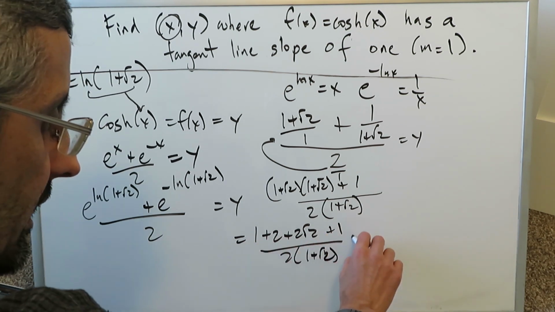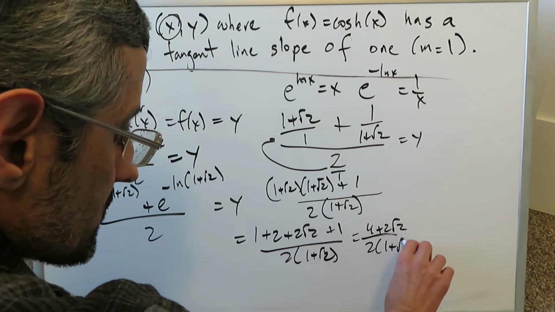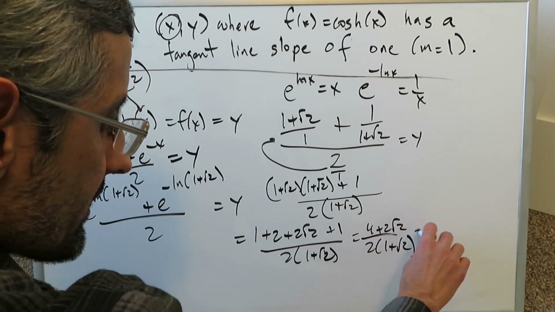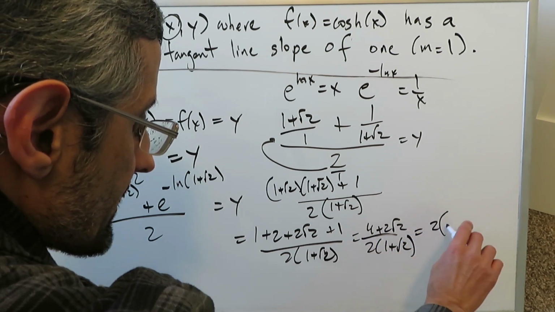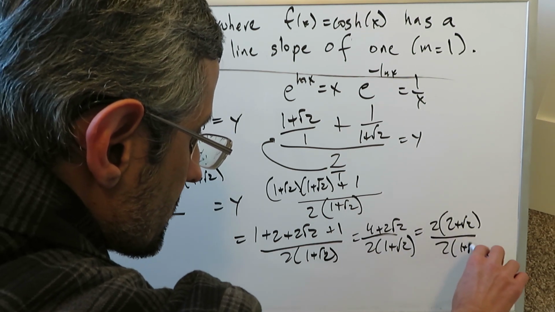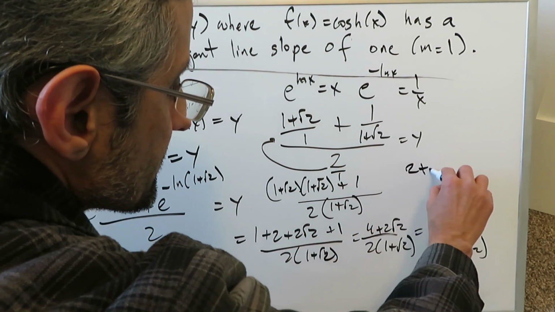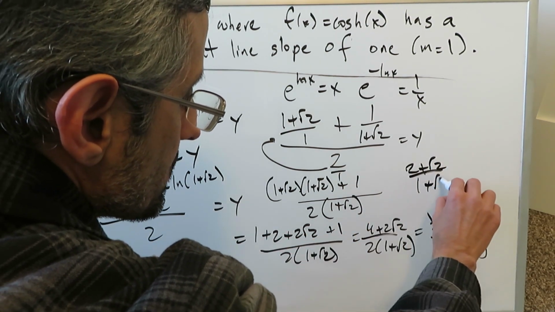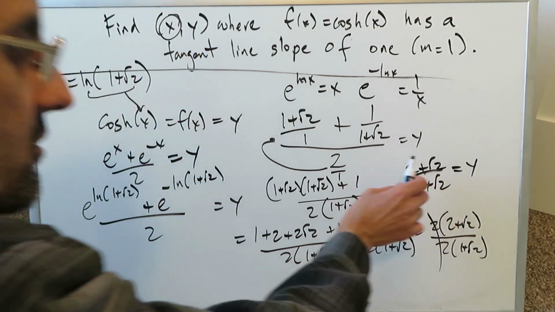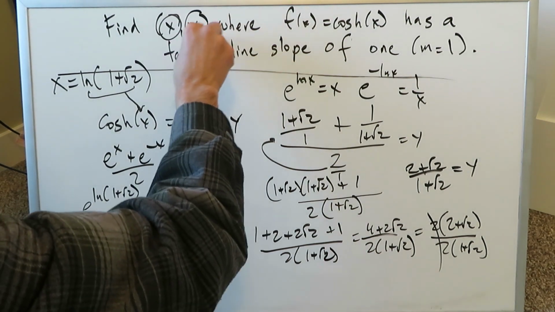What do we get here on the top? We have a 4 plus 2 root 2 over 2 into 1 plus root 2. Isolate a 2 here in the numerator. You have a 2 parentheses 2 plus root 2 divided by 2 over 1 plus root 2. Well, these cancel out. You're basically left with 2 plus root 2 divided by 1 plus root 2. All of this is equal to y. If you could, by some miracle, simplify this, you'll get your easy y value, which is what we're determining.